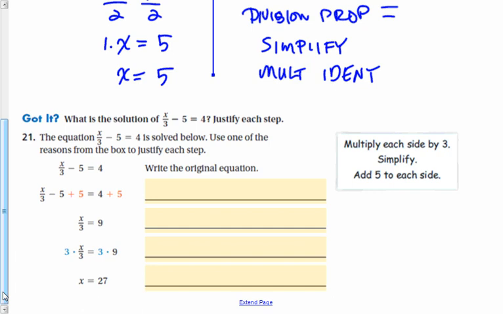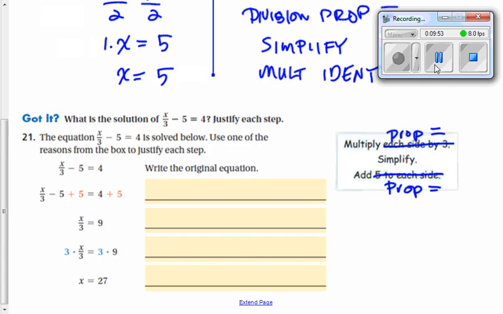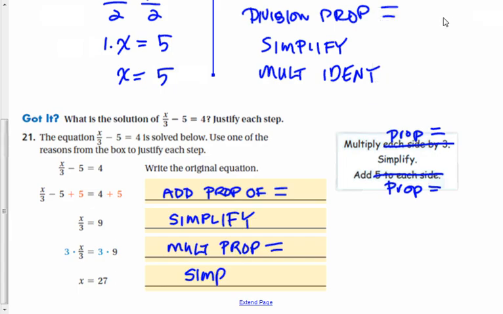See if you can justify the reasons here. Oh, I want to change a couple things for you. Instead of saying multiplying each side by 3, let's say multiplication property of equality there. And instead of adding 5, we're going to say the addition property of equality. Use those instead. All right, how'd you do?